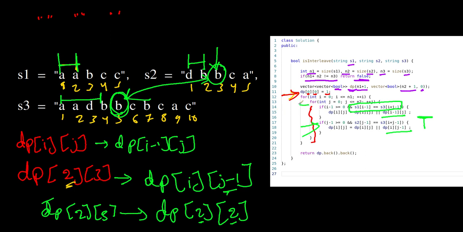The time complexity for this is n squared, or rather n1 multiplied by n2, and also the space complexity is n1 multiplied by n2.